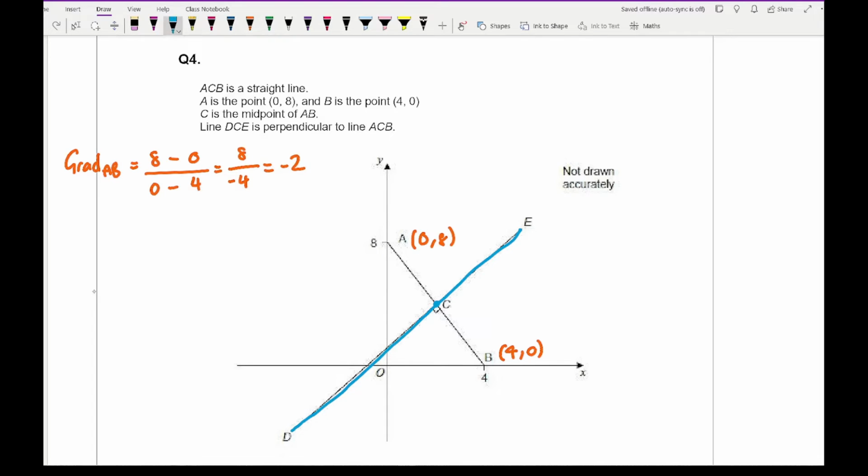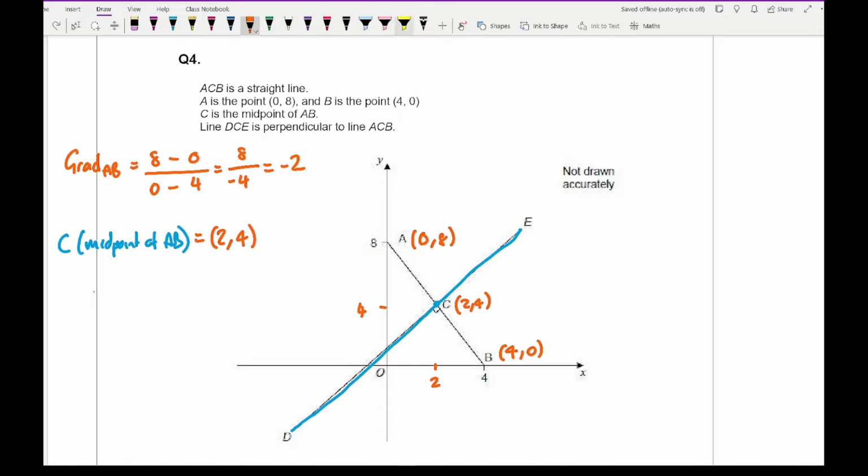Then if I work out the point C, which is the midpoint of AB, I can use a formula which is x1 plus x2 over 2 and then y1 plus y2 over 2 gives me my midpoint. But I'm going to be a little bit smart about this one. So here the y-coordinate of C is in between 0 and 8, which is 4, and the x-coordinate is between 0 and 4, which is 2. So C is going to have the coordinate of 2, 4.